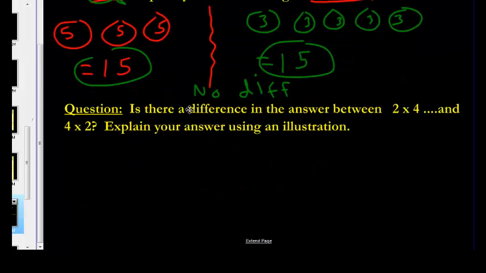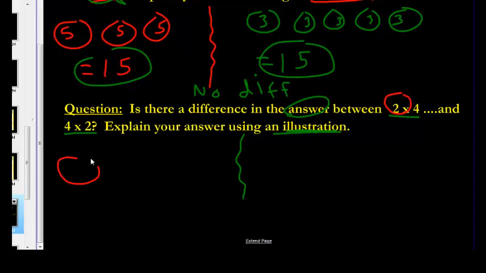How about the next one? Is there a difference between the answer between 2 times 4 and 4 times 2? Again, I flipped the numbers around. So let's split this page up. Again, use an illustration. So for my first part, I have 2 times 4. So I'm going to make 2 groups. And I'm going to put 4 in each group. So I'm going to put 4 here. And let's put 4 here. My answer is going to be 8 when I add them all up.